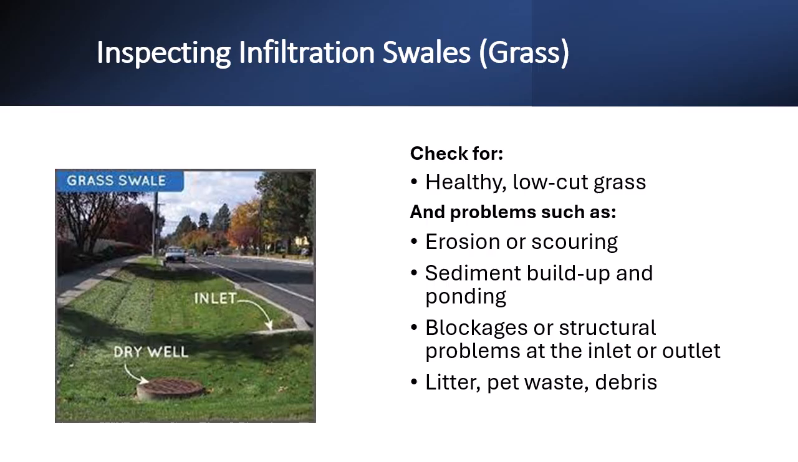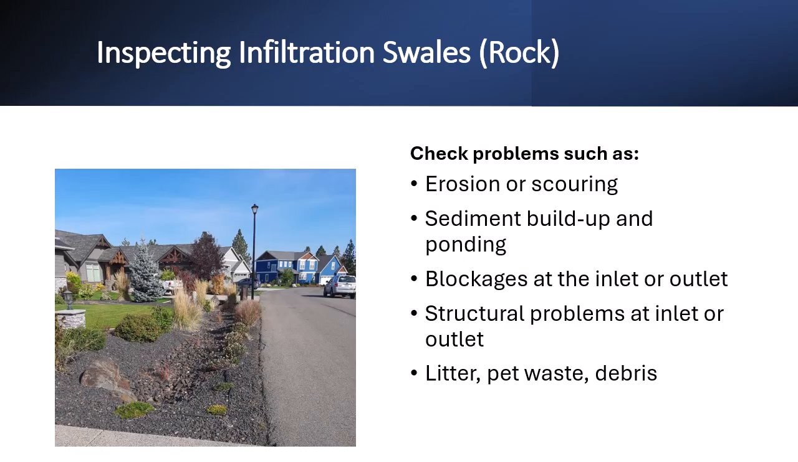debris or pollutants. Inspecting rock infiltration swales is the same as inspecting grassy infiltration swales. Check for conditions that could cause structural problems or impact the swale's ability to filter stormwater effectively. This includes similar problems such as erosion or scouring from fast-moving water or other disturbances such as foot traffic, 2 inches of sediment buildup and no standing water 72 hours after a storm, and blockages at the inlet or outlet structure from sediment, litter, or debris.